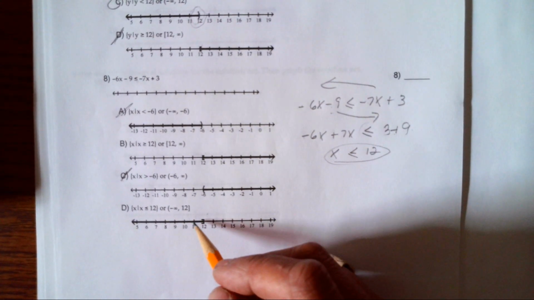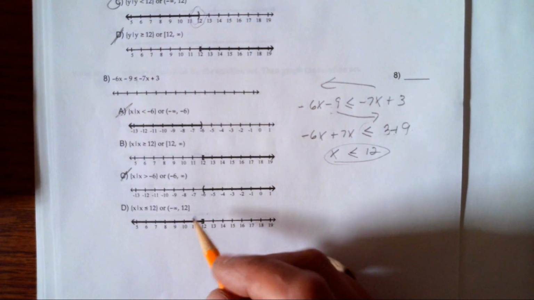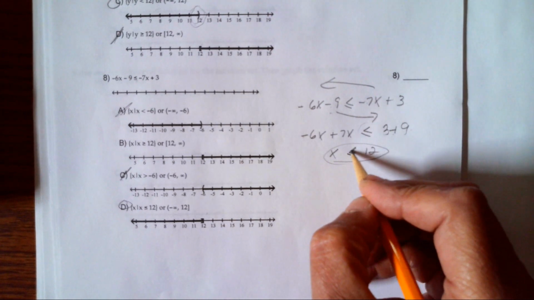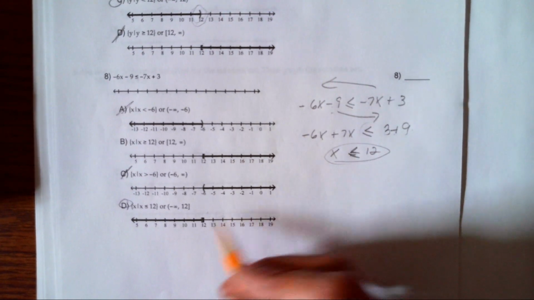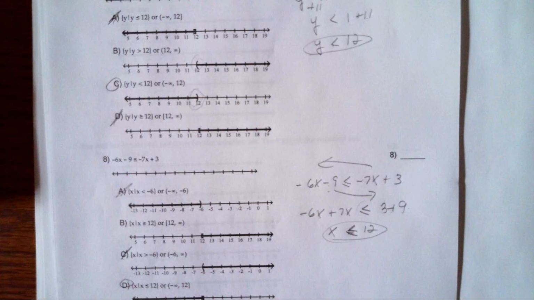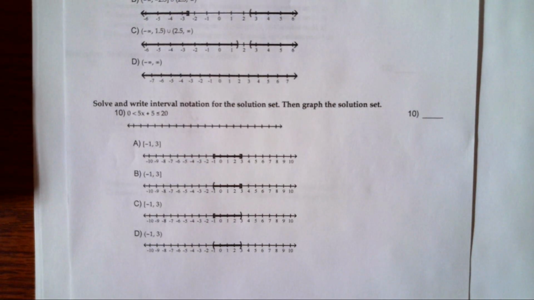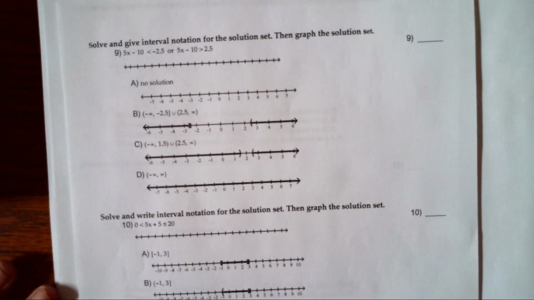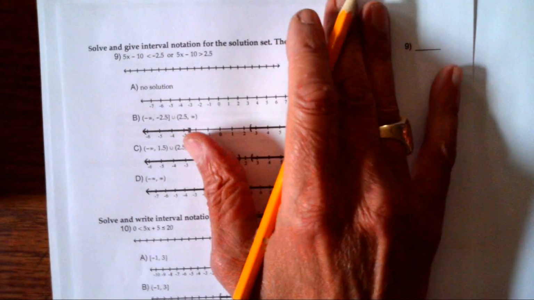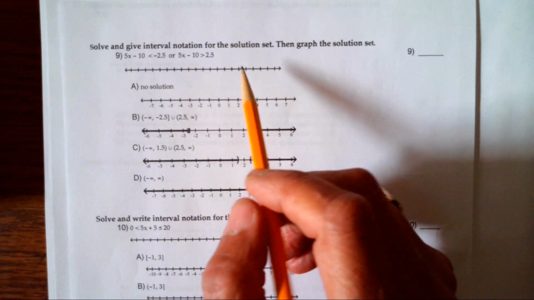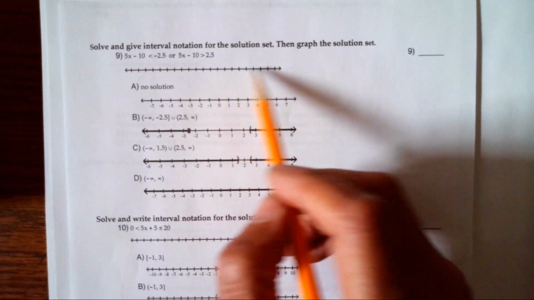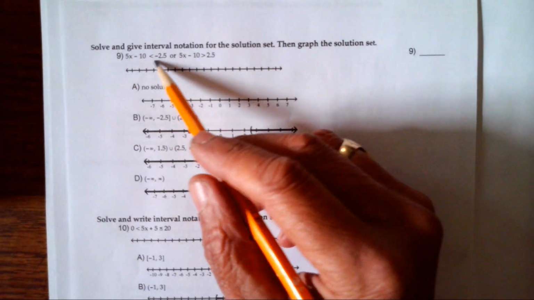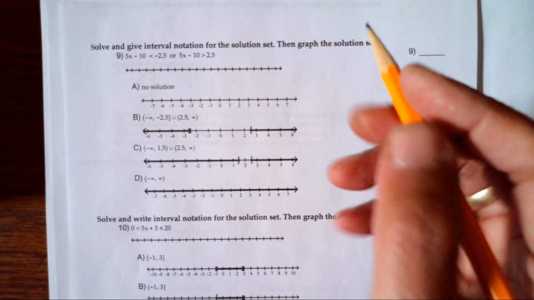All right, this is number 8. And here we have it, less than or equal to 12. Right. It's a bracket and everything to the left of 12. Number 9, we have an OR situation. All right, compound inequality. ORs normally go in opposite directions. All right, they normally go left and also to the right. But here again, that all may change depending on what happens in solving the inequality.